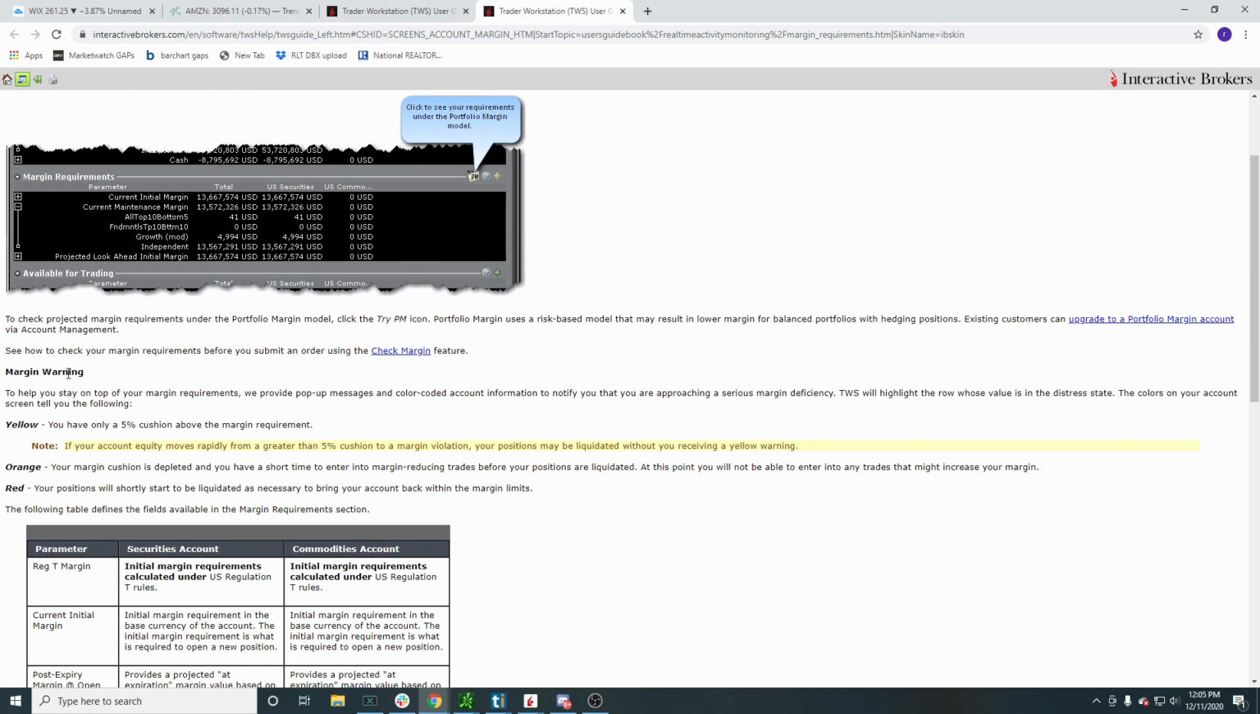So IB does provide you with margin warnings. To help you stay on top of your margin, we provide pop-up messages and color-coded account information to notify you if you're approaching a serious margin deficiency. TWS, which is the Trader Workstation, will highlight the row values that are in a distressed state. The colors of your account screen tell you the following.